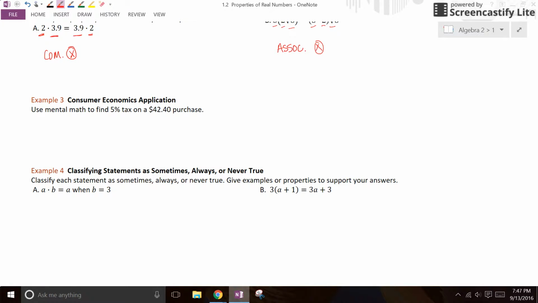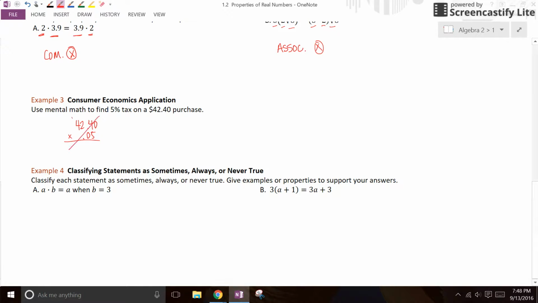All right, example 3, we're going to use mental math. So you go out and somewhere there's a 5% tax, which around here it's kind of a lie. It's like 9.5%. But we'll say somewhere else it's a 5% tax on a $42.40 purchase. So how much is the tax? I want you to just do that mentally. It's kind of hard. I mean, you would have to do 4240 times 0.05. You'd have to do that in your head, and that's probably not the easiest.